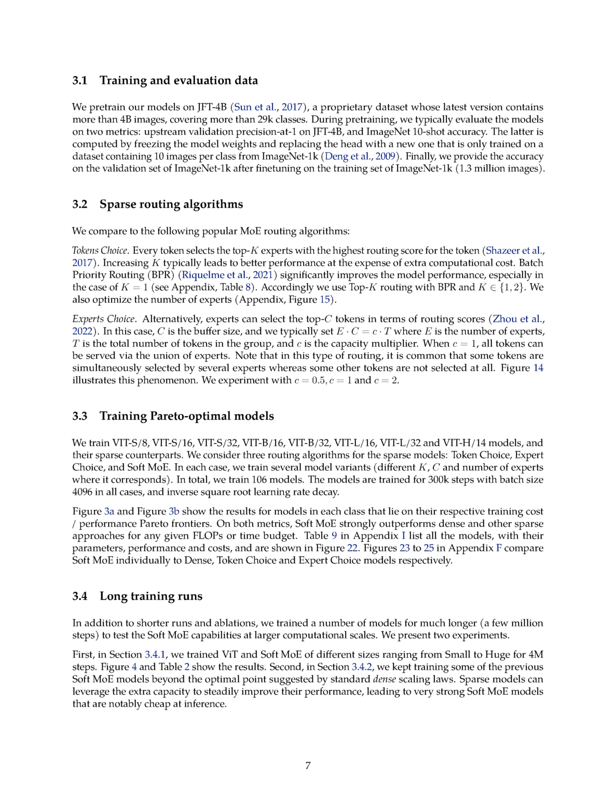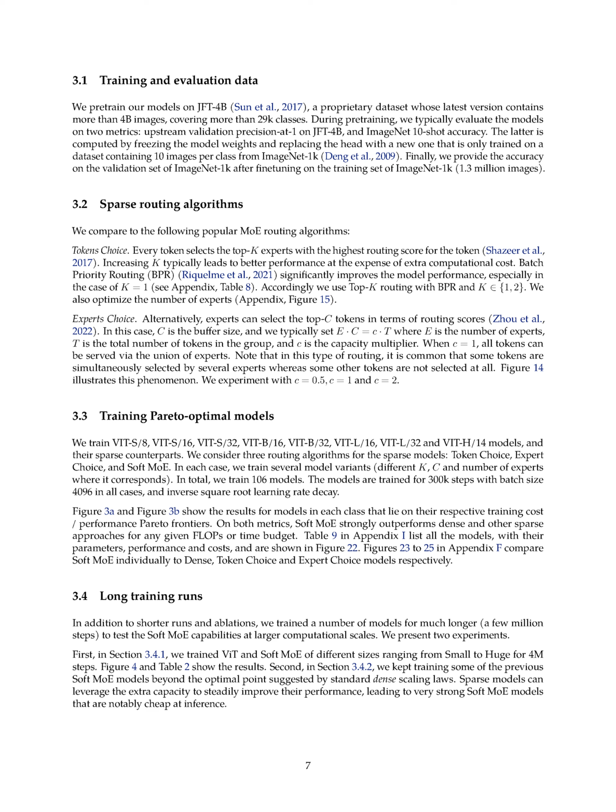One method is the tokens choice, where each token selects the top K experts based on their routing score. As we increase K, we generally see better performance, but this comes with a higher computational cost. We've found that using batch priority routing, BPR, can greatly enhance the model's performance, especially when K equals 1. We use top-K routing with BPR and K values of 1 and 2. We also fine-tune the number of experts.